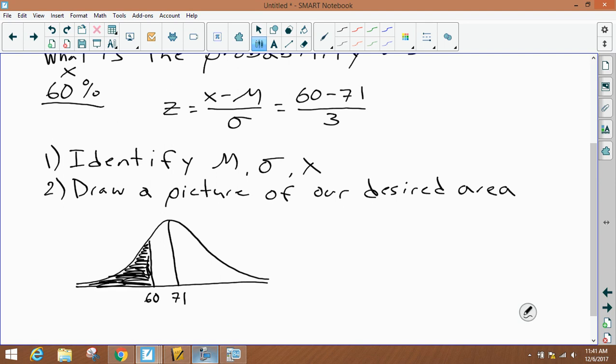The area of this shaded region is both the proportion of students that got a 60% or lower, and the probability that a student gets a 60%. All right? So what we're going to figure out is the probability that x is less than or equal to 60. And we're going to get our calculator to do that.